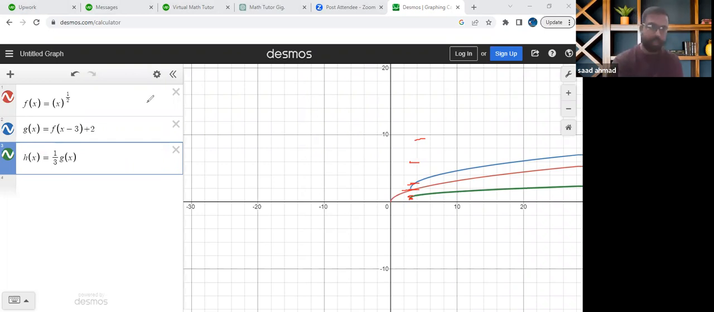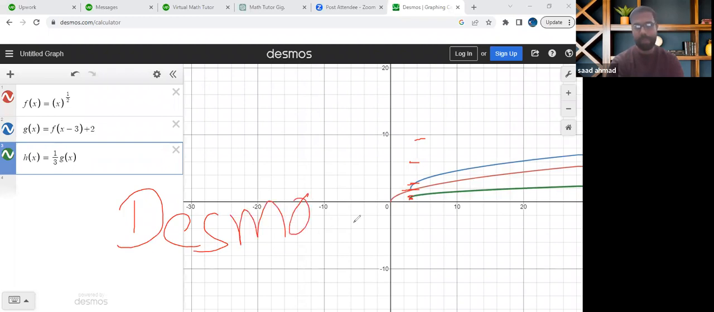So you can try yourself. Write any function and try to move it right, left, up, down. This is a website that you can use, Desmos. You can write your own function on the graph and play with it. Move it up, down, right, left, do the translation, reflection. You can do combinations of it.